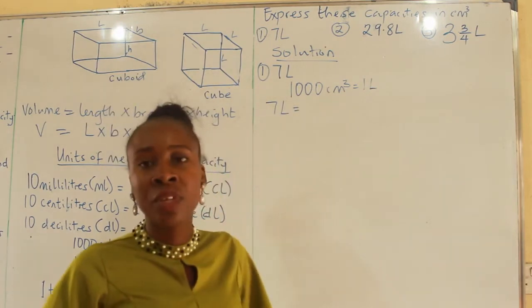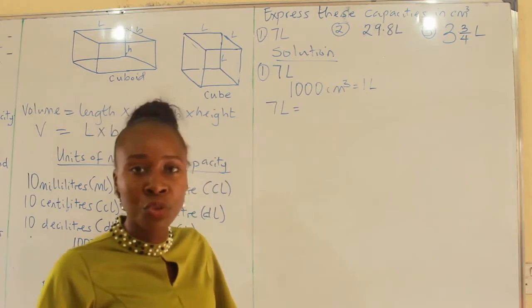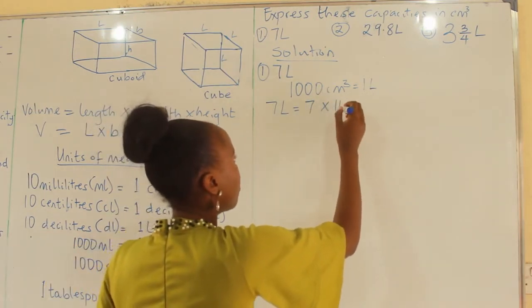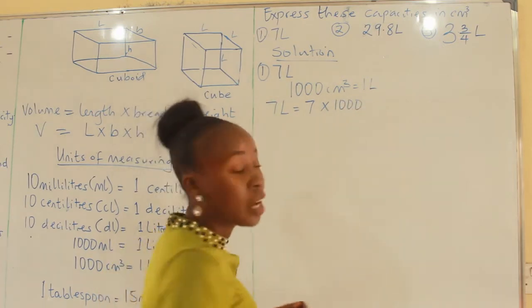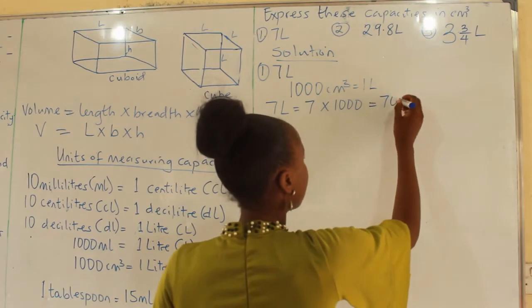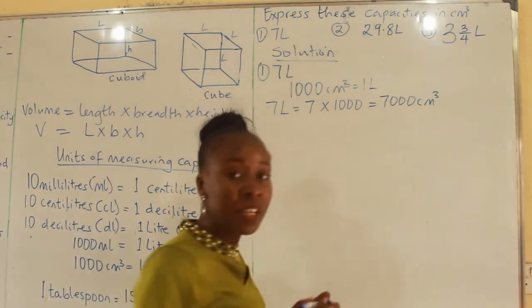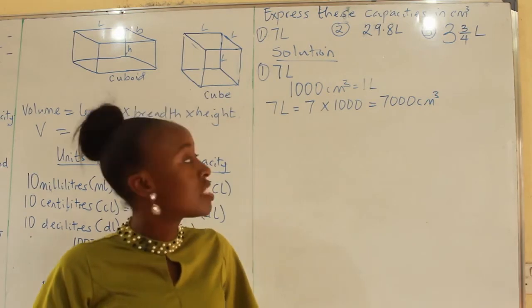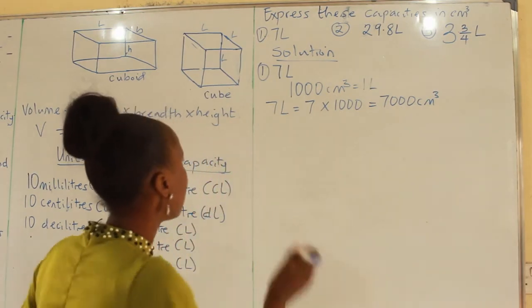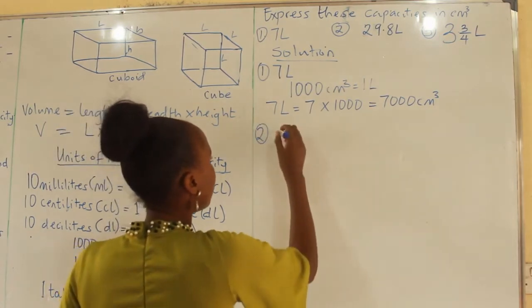7 liters. To convert 7 liters to cm cube, what we do is we multiply 7 by 1000. And 7 multiplied by 1000 equals 7000 cm cube. So 7 liters converted to cm cube equals 7000 cm cube. Alright. Question number 2.